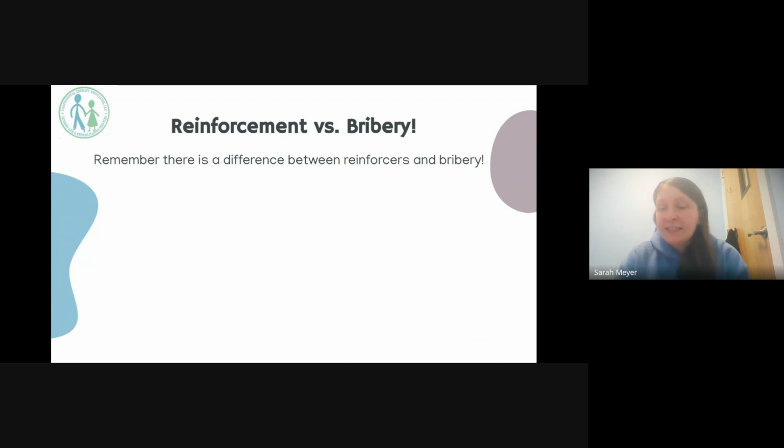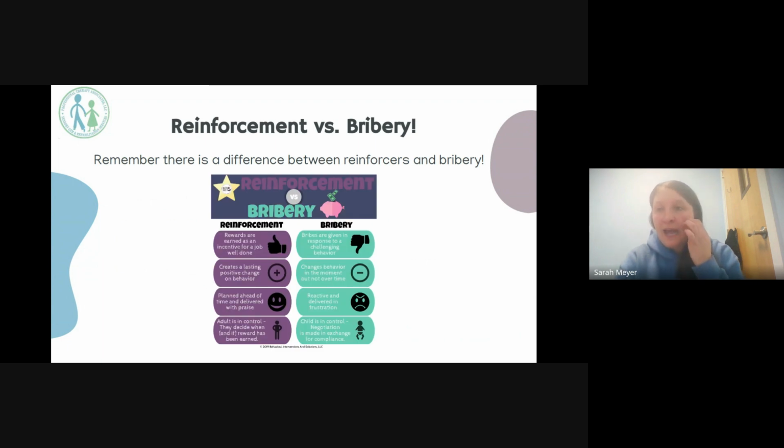A big question that I get as well is, am I reinforcing my child to do this, or am I bribing them to do this? So let's take a quick minute at the difference between what reinforcement is and what bribery is. So reinforcement, that is a reward for a job well done. It is something that is predetermined, it's planned ahead of time, and it creates a lasting positive change on behavior. Most importantly, reinforcement is under the control of the adults.